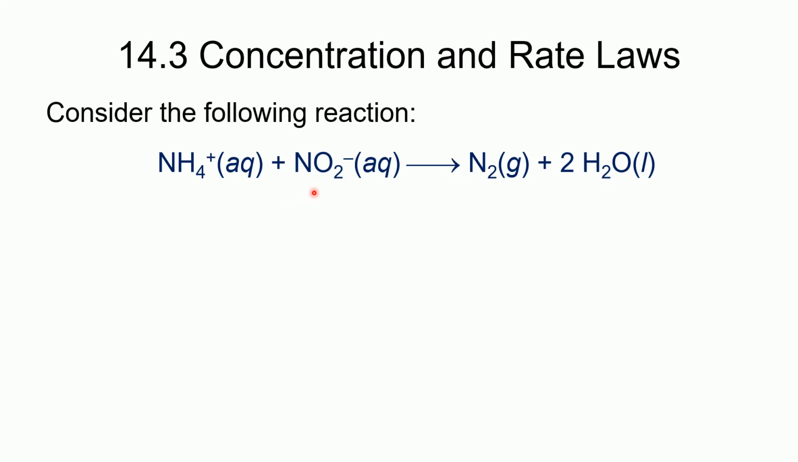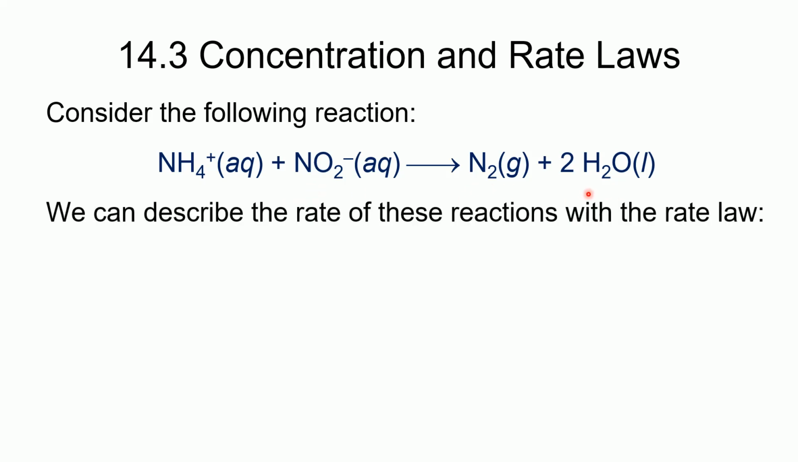When ammonium reacts with nitrite, it gives us nitrogen gas plus water. Well, we can describe the rate of this reaction using a rate law. And the rate law is going to look like this: the rate is going to be equal to a rate constant K times the concentration of our first reactant raised to the M power times the concentration of our second reactant raised to the N power.